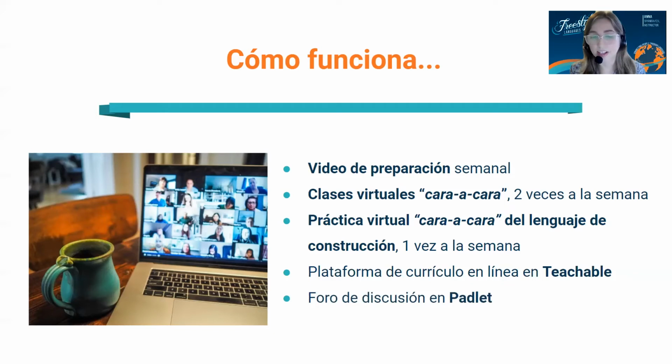Last thing is nuestro foro de discusión en Padlet. Okay, so this is our class discussion board. Think of it like our class Facebook page. This is where we're going to keep the conversation going outside of class. This is where we can share just about anything with one another in English, right? We can share videos, songs that we like, experiences, you can talk about your day. And this is just to get that practice in, to make some connections with our classmates, and to keep the conversation going. So those are the 5 elements of our class that we're going to see together.